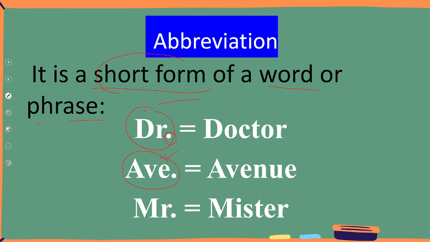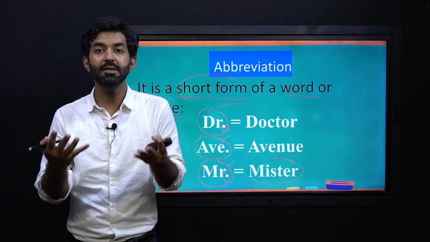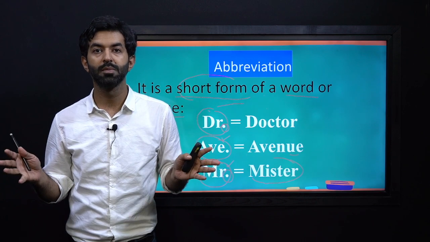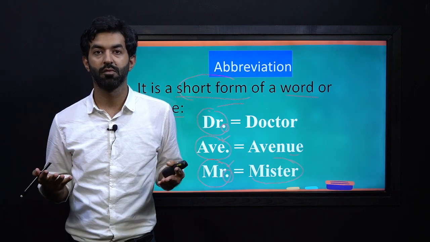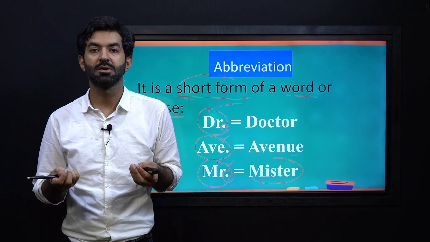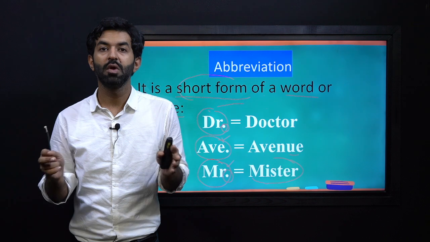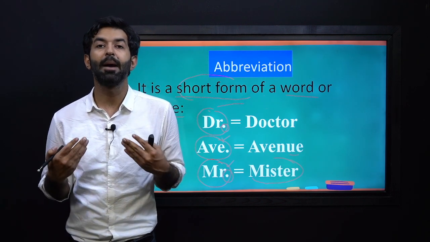AVE, we write it for avenue. And MR period or full stop is representing Mr. So these are short forms that we write. Of course, when we are saying them, we have to say the full form. We cannot say DR dot or full stop. We have to say doctor, avenue, or Mr. But when we are writing, we can use their short forms, and they are what we call abbreviations.